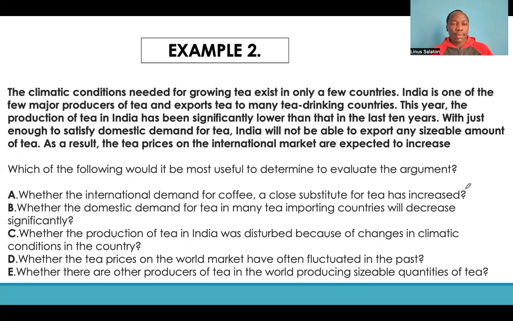Can go through the passage again. The climatic conditions needed for growing tea exist only in a few countries. India is one of the few major producers of tea and exports tea to many tea drinking countries. This year, the production of tea in India has been significantly lower than that in the last 10 years, with just enough to satisfy domestic demand for tea. India will not be able to export any sizable amount of tea. As a result, the tea prices on the international market are expected to increase.